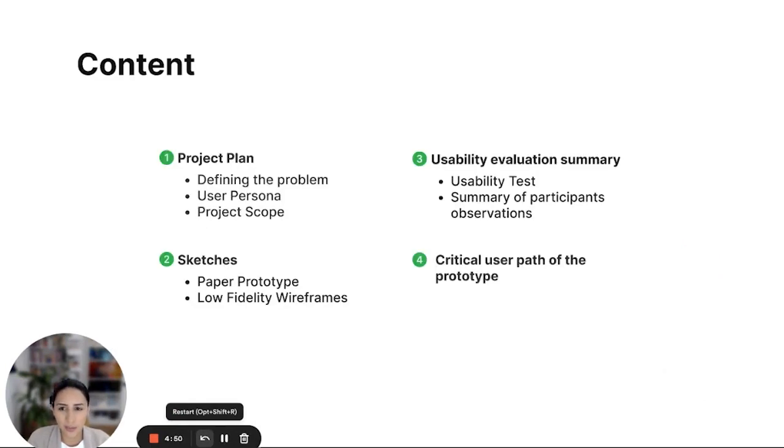In this presentation, I'll cover the following points. First, I will walk you through the project plan. I will define the problem, talk a little bit about my user persona, and define the project scope. Second, I will show you the sketches so you can see part of the process, including the paper prototype and low fidelity wireframes. Third, I will show you some of the results that I got from a usability test. And finally, I will walk you through the critical path of the prototype.